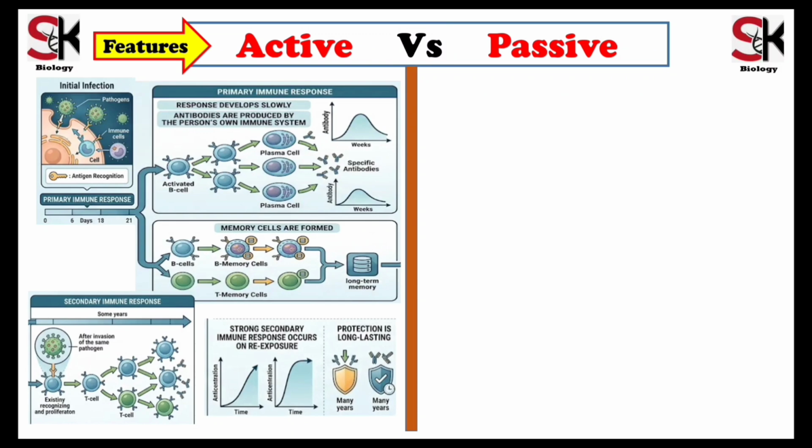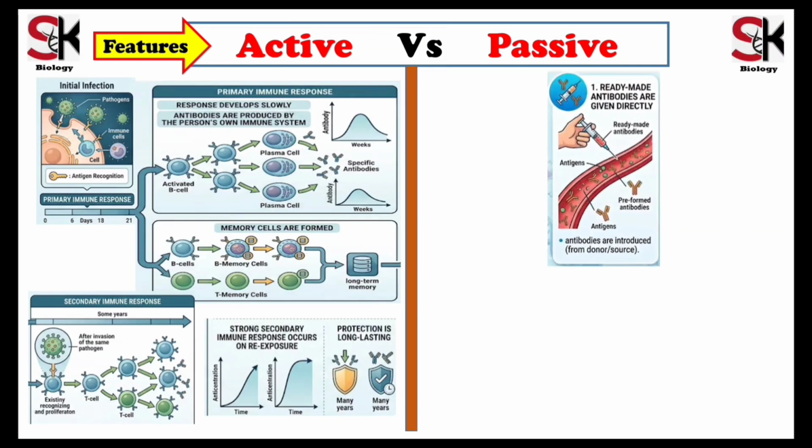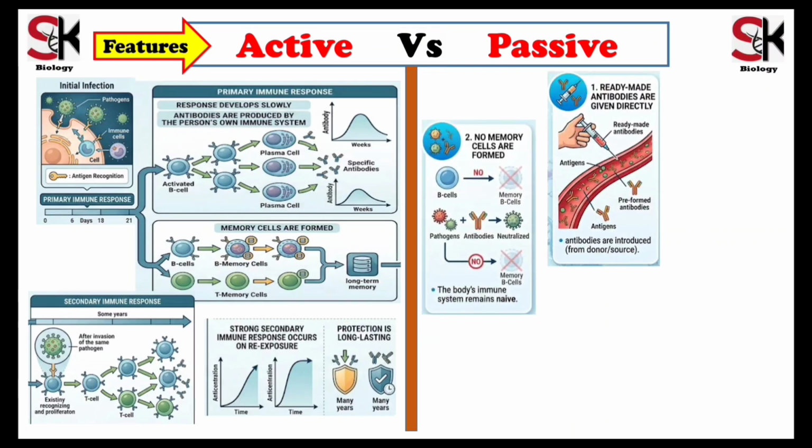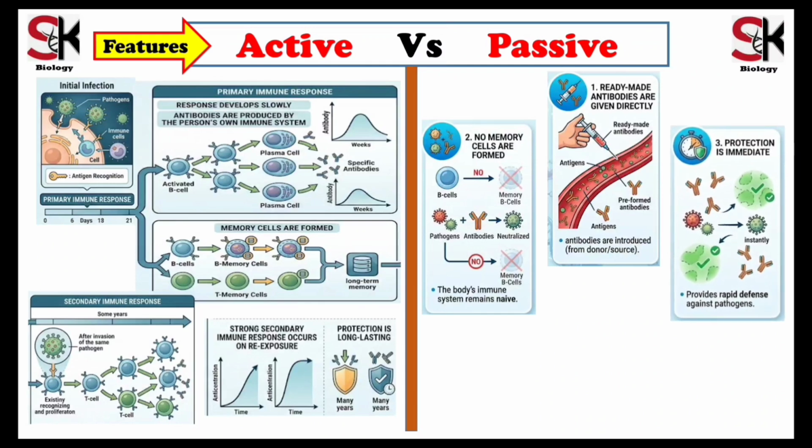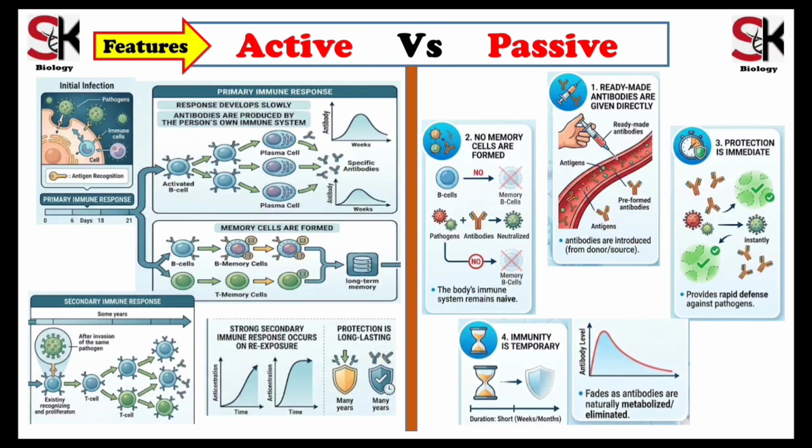Now, passive immunity has different characteristics. Here, ready-made antibodies are directly transferred to the person. The protection develops immediately because antibodies are already available. However, memory cells are not formed. Therefore, protection is temporary and short. Also, no secondary immune response occurs after re-exposure to the same antigen.